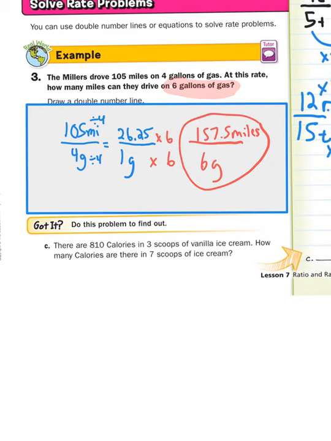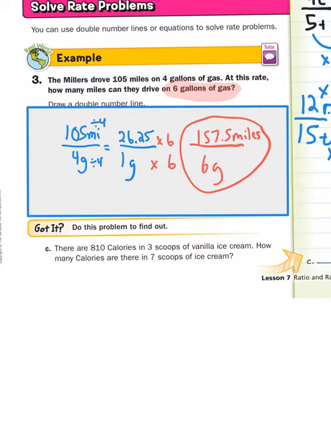So I'll kind of set it up. I want you to write down what I have, and then I'm going to let you finish it. So let's get started here. It says there are 810 calories in 3 scoops of vanilla ice cream. So we're going to write that down here. 810, C for calories, and 3, S for scoops. Okay? The question says, how many calories are there in 7 scoops of ice cream?